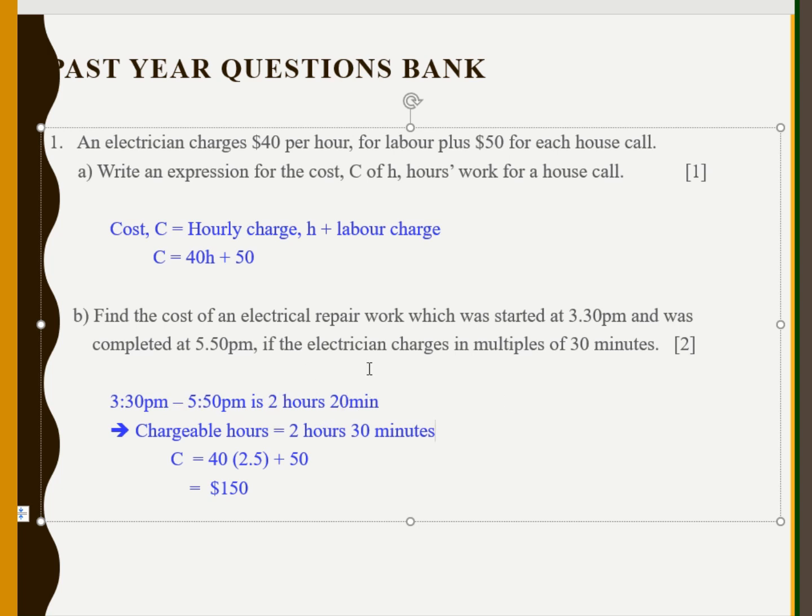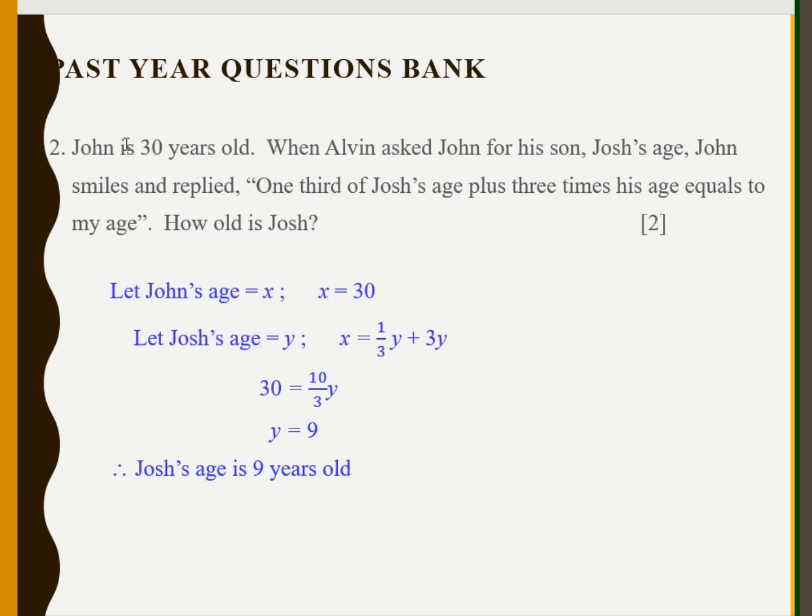But what's happening here is they are charging in a multiple of 30 minutes. So every 30 minutes there will be a charge. So what does that tell you? The chargeable hours is 2 hours and 30. Why 30 minutes? Because you can't just pay 2 hours. You won't get 20 minutes free. Nobody is going to give you 20 minutes free. So multiples of 30 is either 2 hours, 30 minutes, or 3 hours. So in this case, the most logical one will be 2 hours, 30 minutes, which is 2.5. So you substitute and you get the cost.